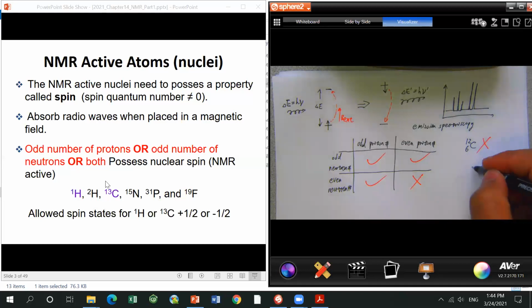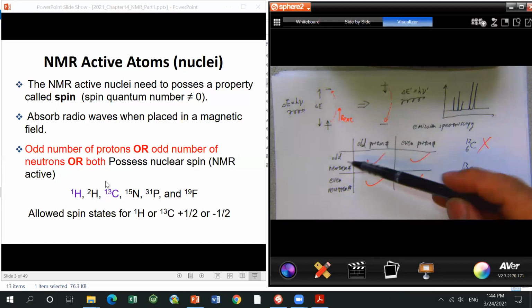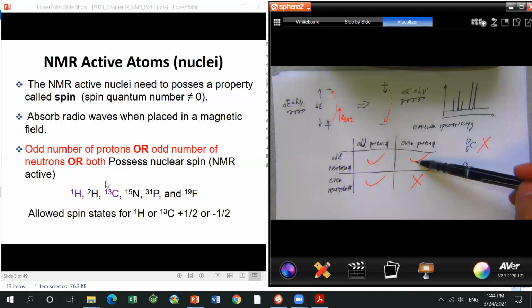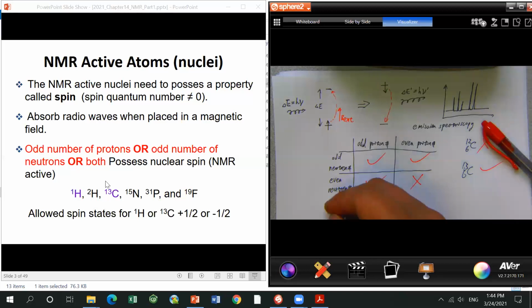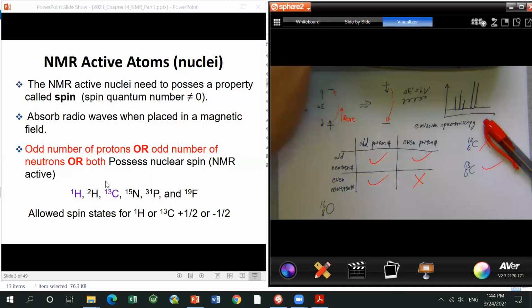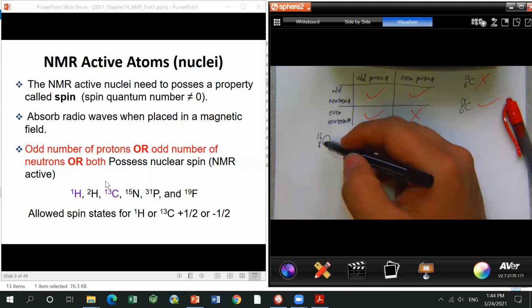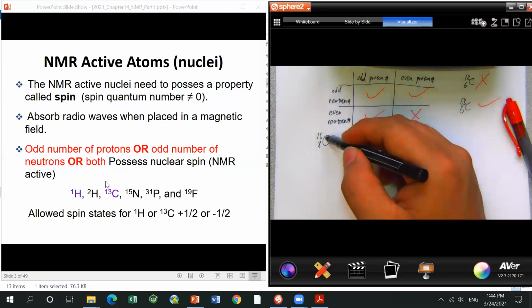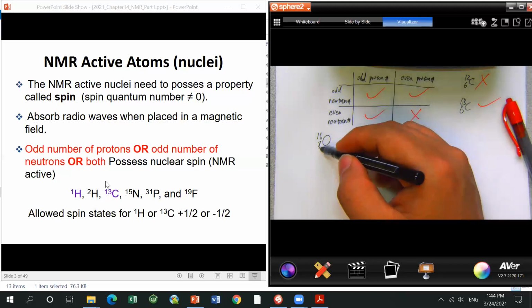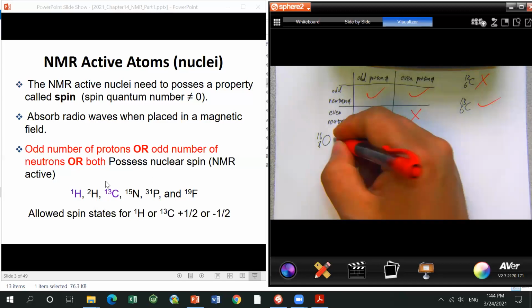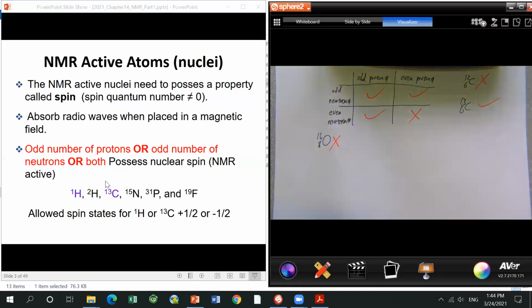If it's carbon 13, although the proton number is 6, the neutron number is 7. So the neutron number is odd and the proton number is even, which is still NMR active. Same thing for oxygen 16, the most abundant oxygen atom. Both the neutron number and the proton number are even, both 8, so oxygen 16 is NMR inactive.